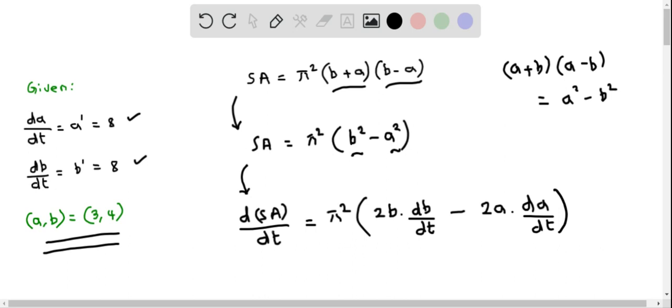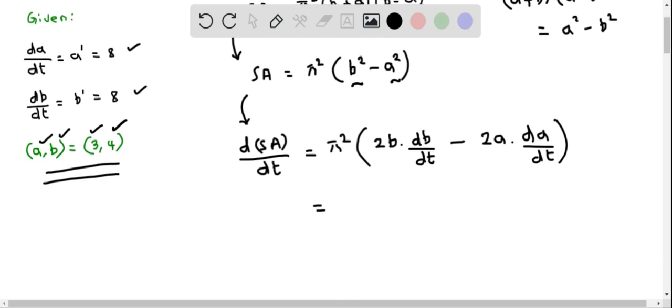So let me use the given values. I'm going to plug in A equal to 3 and B equal to 4 into this equation, as well as dA by dt equals 8 and dB by dt equals 8. So this becomes pi squared times (2 times B, which is 4, times dB by dt, which is 8, minus 2 times A, which is 3, and then dA by dt, which is given as 8).